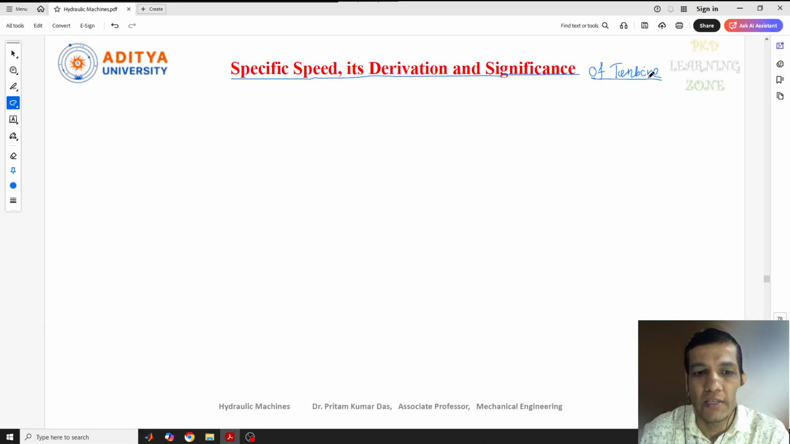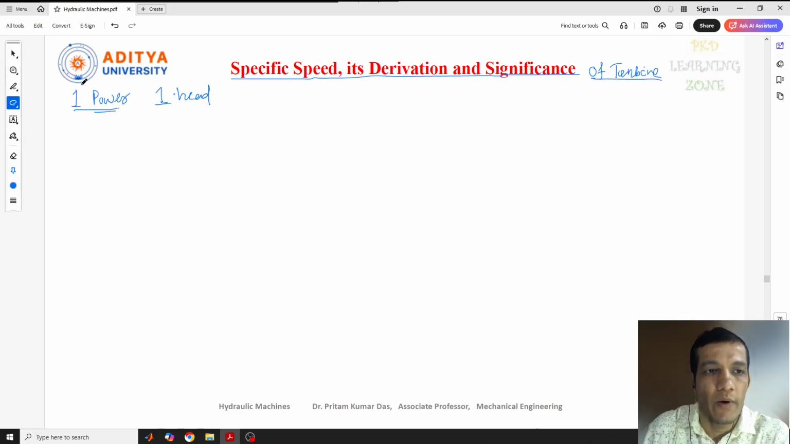So first of all, we'll see what specific speed is. The specific speed of a turbine can be defined as the speed of a turbine which is identical in shape and size, or dimensions, or blade angles, or gate openings with the actual turbine, but sized in such a way that it will develop only one unit power. We can say one unit power will be developed with a 1 unit head.